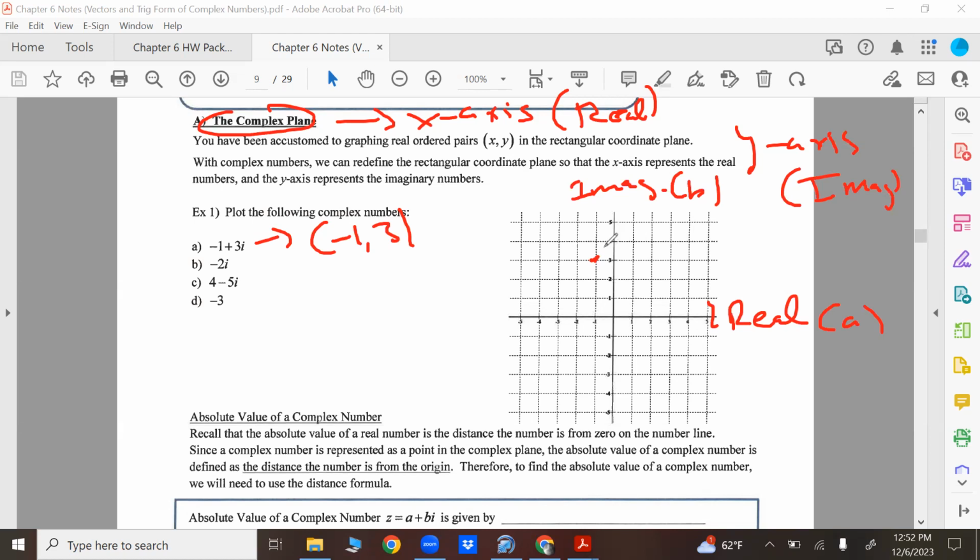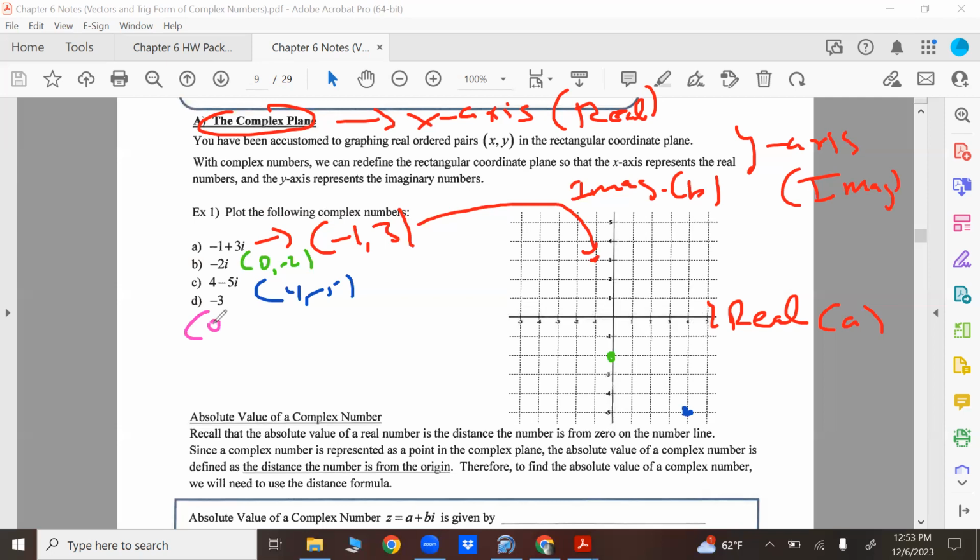It's right there. -2i, that's like saying 0 comma -2. So you just plot that right there. That's it. I'll color code to make this easy for everybody. That's like saying 4 comma -5. So 4 comma -5. And the last one, -3.